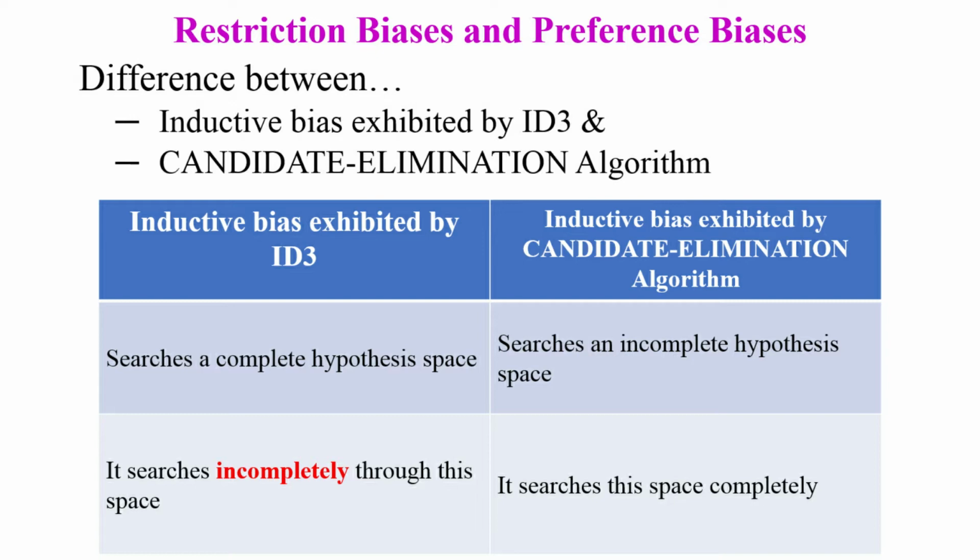Difference between the types of inductive bias exhibited by ID3 and those by the candidate elimination algorithm. ID3 searches a complete hypothesis space, whereas the version space in candidate elimination algorithm searches an incomplete hypothesis space. In case of ID3, it searches incompletely through this space, that is hypothesis space, from simple to complex hypothesis until the termination condition is met. In case of candidate elimination algorithm, it searches the hypothesis space completely, finding every hypothesis consistent with the training data.